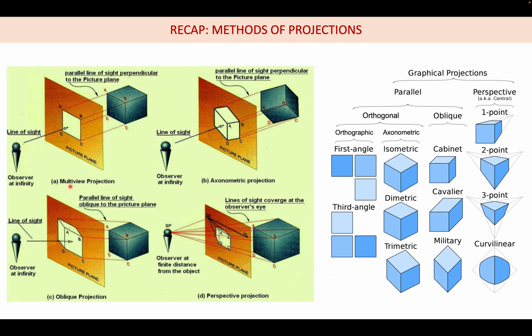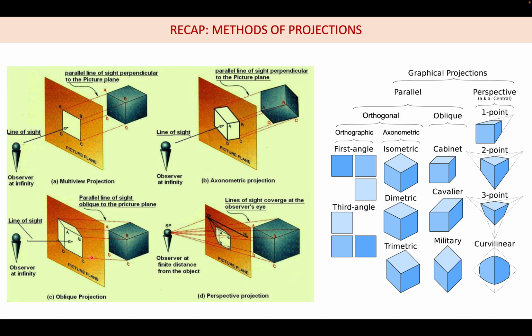Here you can see multi-view is nothing but orthographic projection. The object is parallel to the projection plane, and the projectors are also parallel to each other and perpendicular to the projection plane. So this is an orthographic projection. In axonometric projection, you can see that the object is not parallel to the projection plane. It is oblique to the projection plane, but the projectors are still parallel to each other and perpendicular to the projection plane.